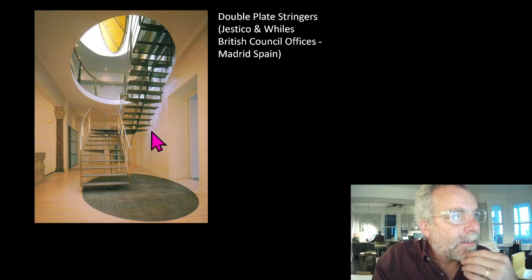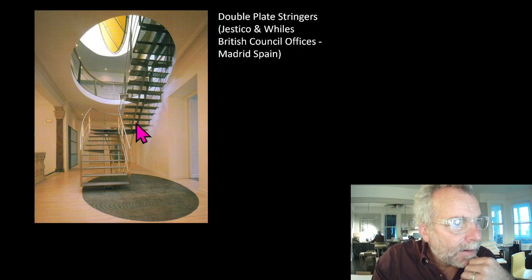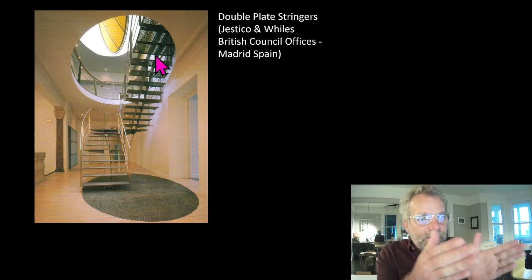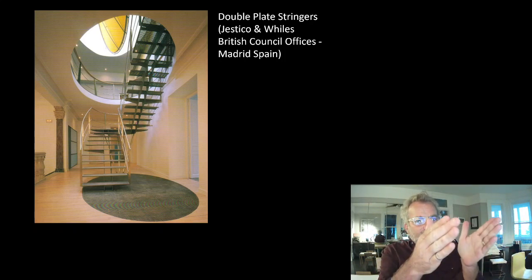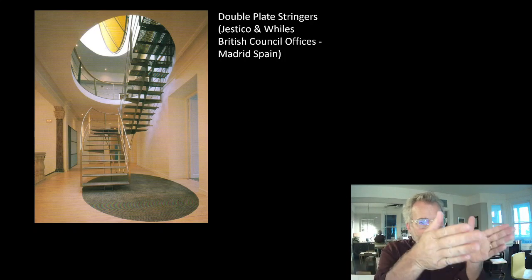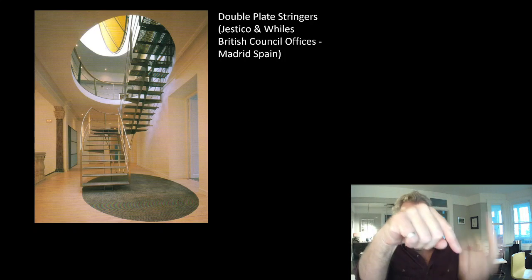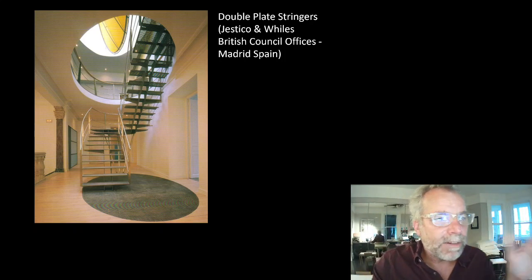This is an interesting stair from British Council offices in Spain. You can see an expanded metal within a frame for the treads and landings, and a double plate stringer, very, very narrow. The reason it's a double is because if it was a single, it would be a teeter-totter, right? So we make it a double stringer, and now as you load the tip, you push down on one, you pull up on the other. So a very similar strategy.